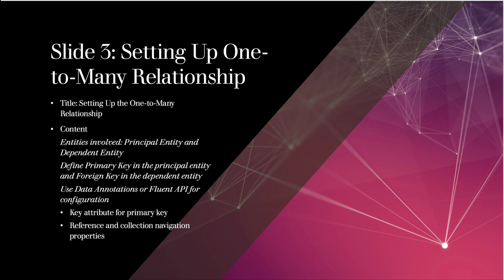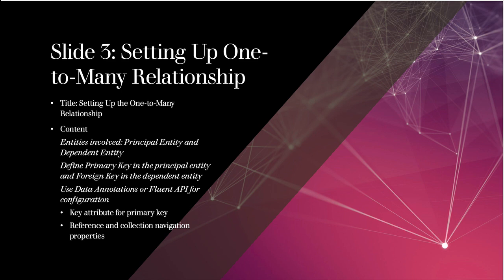How do we set up this relationship in Entity Framework Core? We need two entities: the principal entity, which in our case is the manager, and the dependent entity, which in our case is the employee. In the manager class, the manager ID is the primary key. And in the employee class, we use a foreign key for the manager ID to establish this relationship.